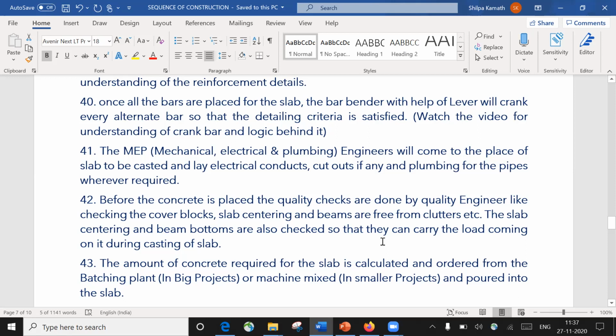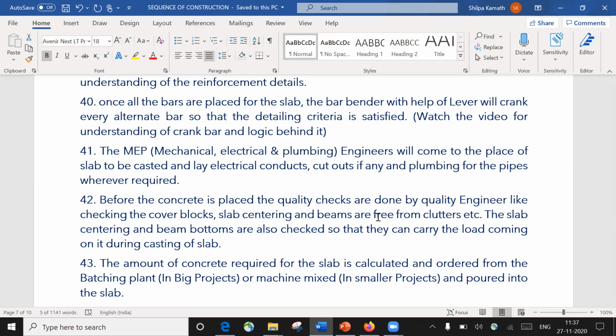I forgot to add one point here. Before the slab reinforcement, before the slab bars are put up, we apply shuttering oil to all the shuttering, beam bottom and slab centering. And nowadays they also put up a polythene sheet, and over the polythene sheet they put a kind of carpet, so that there is a good bond between the concrete and that carpet, and you get a rough surface.